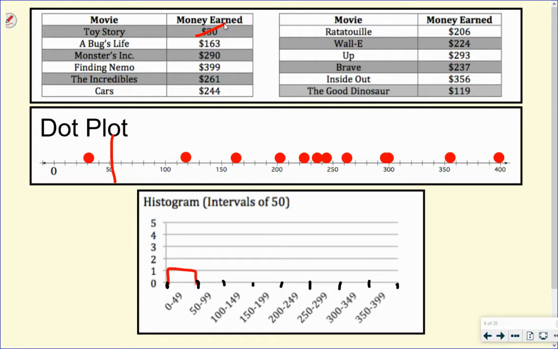Okay, so the next one is going to be between 50 and 99 million, and I don't see any there. So now I'm going to go between 100 and 149. The only one I have there is 119. So there I go. Now between 150 and 199. I've got one right there, and that is the only one again. So I have one. Once again, you can also look on your dot plot to see this.